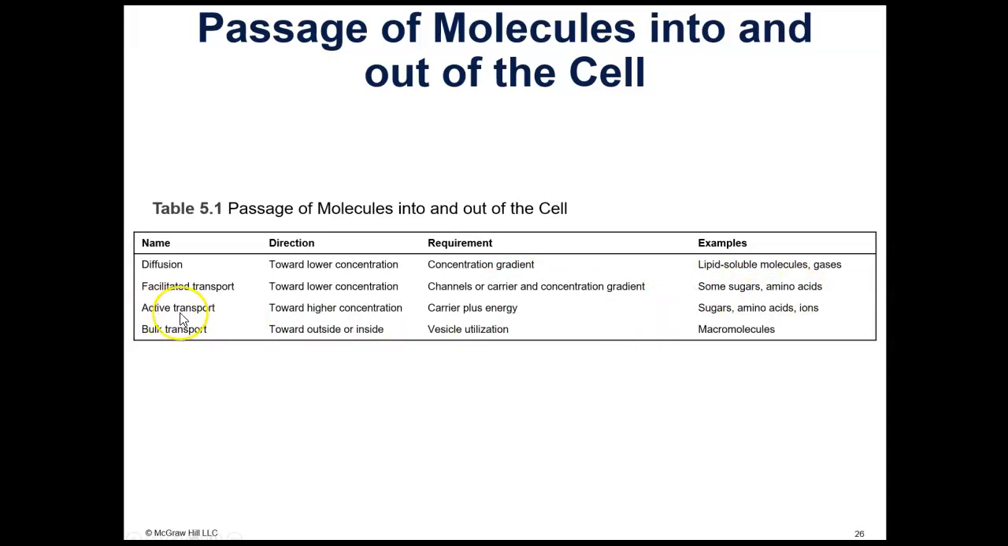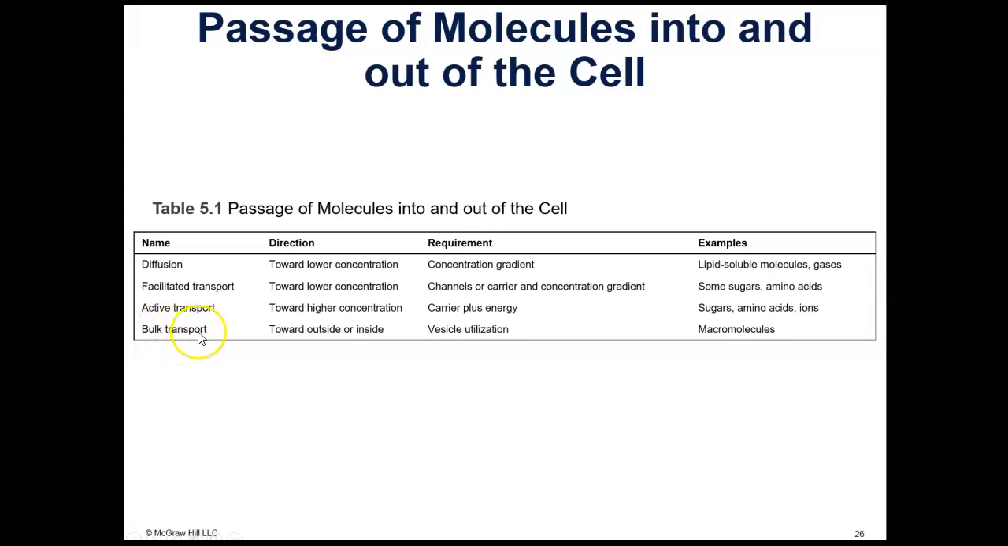Then we have active transport, which requires ATP energy and also a carrier protein. And molecules, instead of moving with their concentration gradient from high to low concentration, are actually going to move from their low concentration toward their higher concentration. And sugars and amino acids can do this depending on their concentration gradient. Ions also can move by active transport.